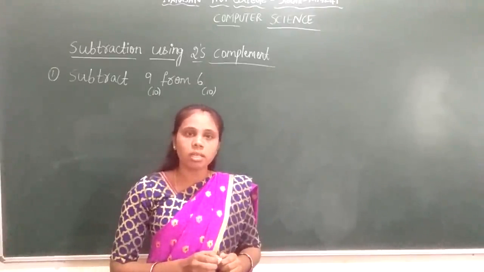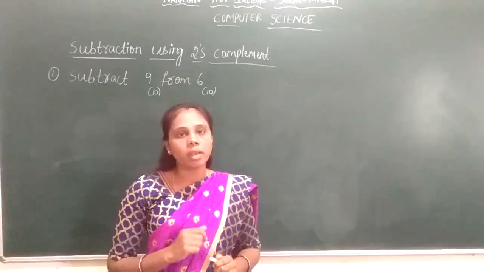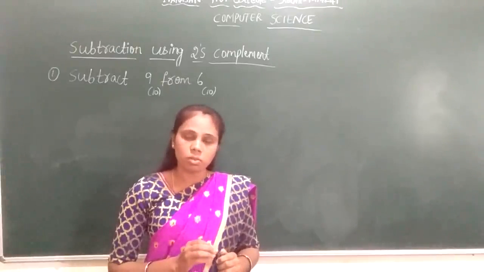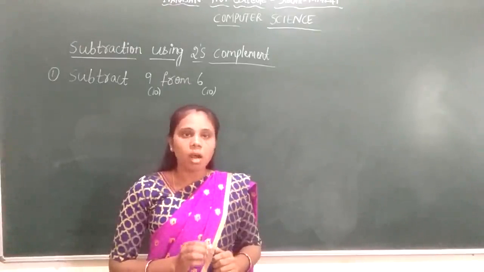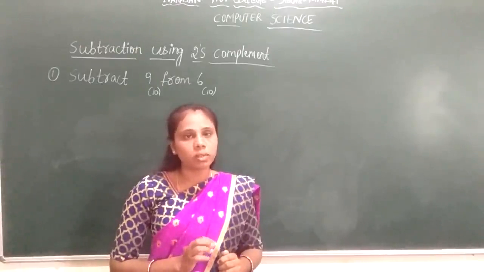See, after taking the 2's complement for your subtrahend, you need to add that to your minuend. Add the minuend and the 2's complement of the subtrahend. After adding, if you get a carry, ignore that carry, meaning leave that carry.